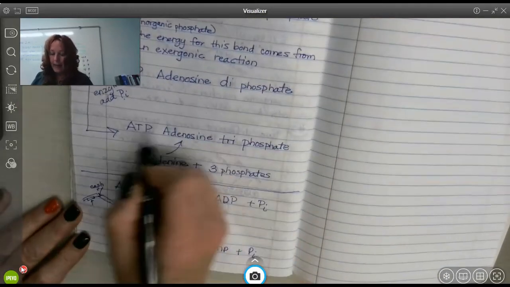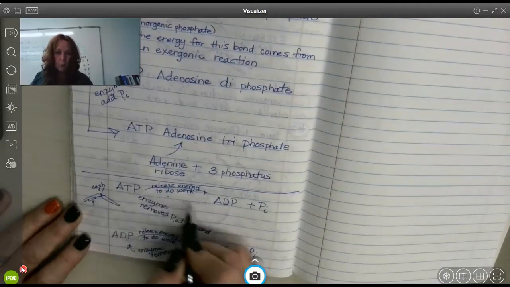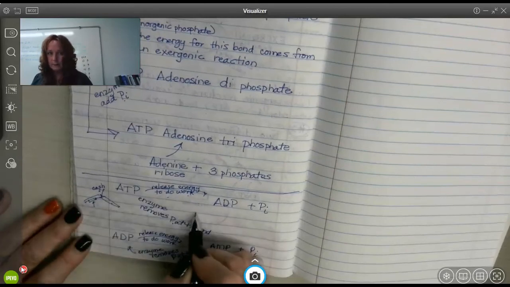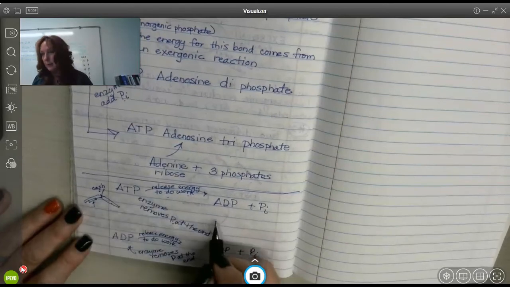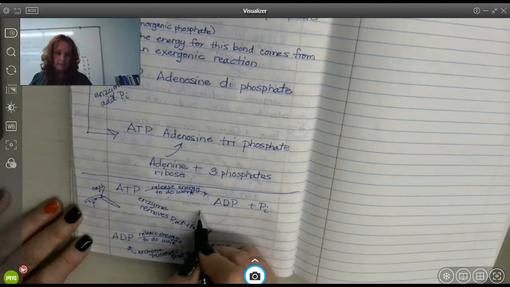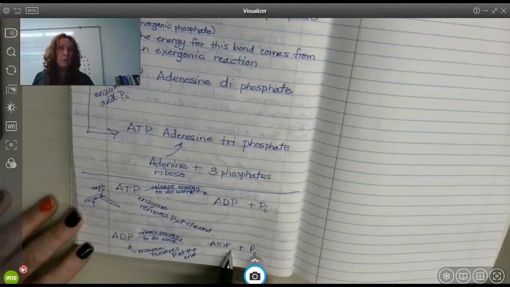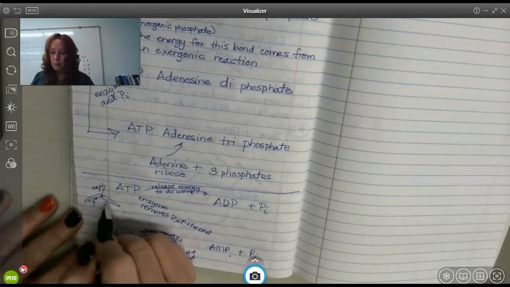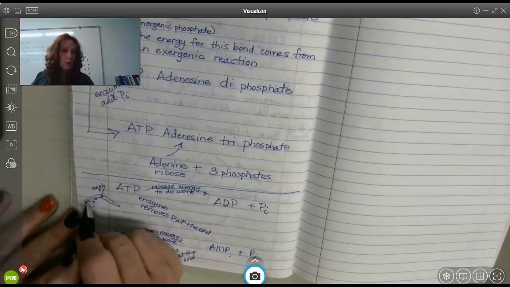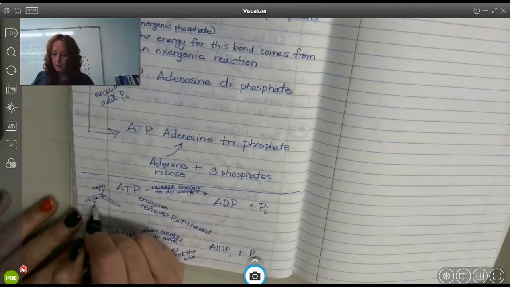And we went back and forth between full wallet, empty wallet, full wallet, empty wallet, ATP, ADP, ATP, ADP. Well, where do you finally get AMP? When, holy cow, empty wallet, there's no cash to put in it.